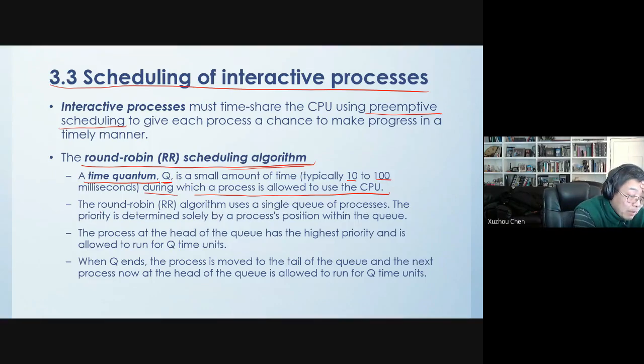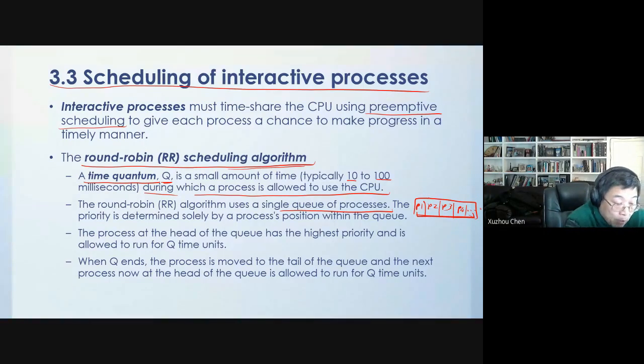So round robin uses a single queue of processes. That means there's only one ready list. They have process 1, process 2, process 3, and process 4, all waiting in the queue.